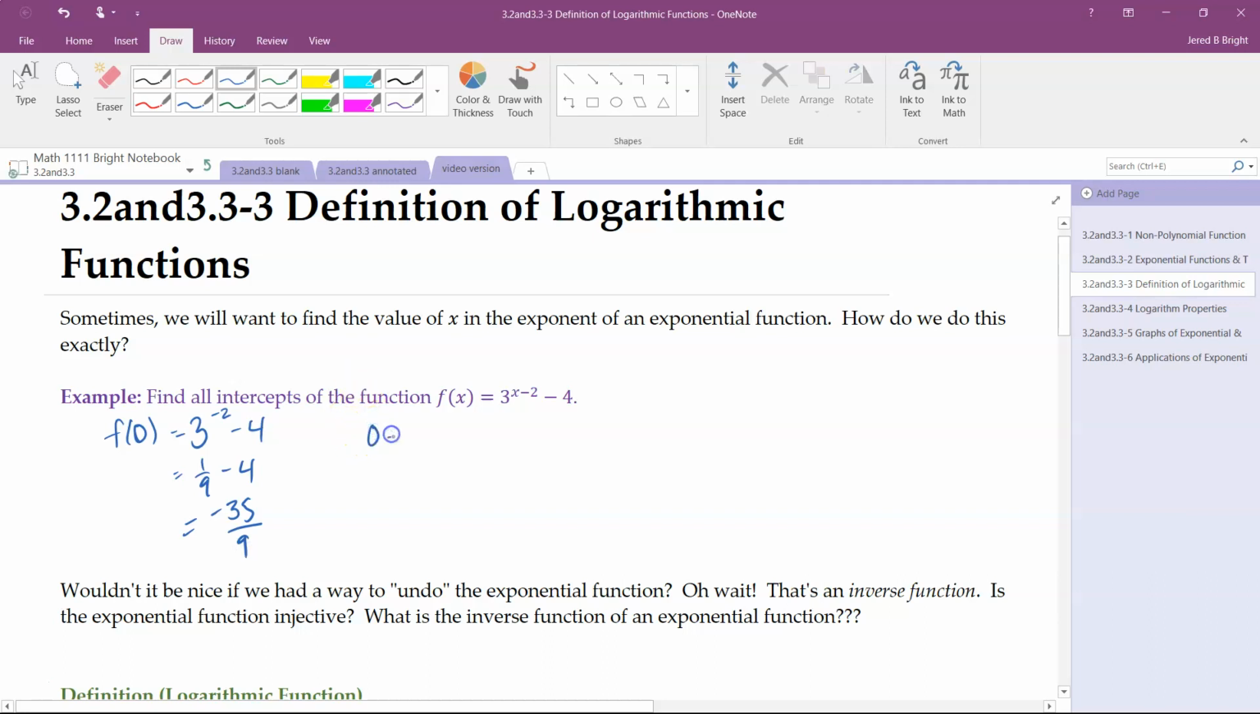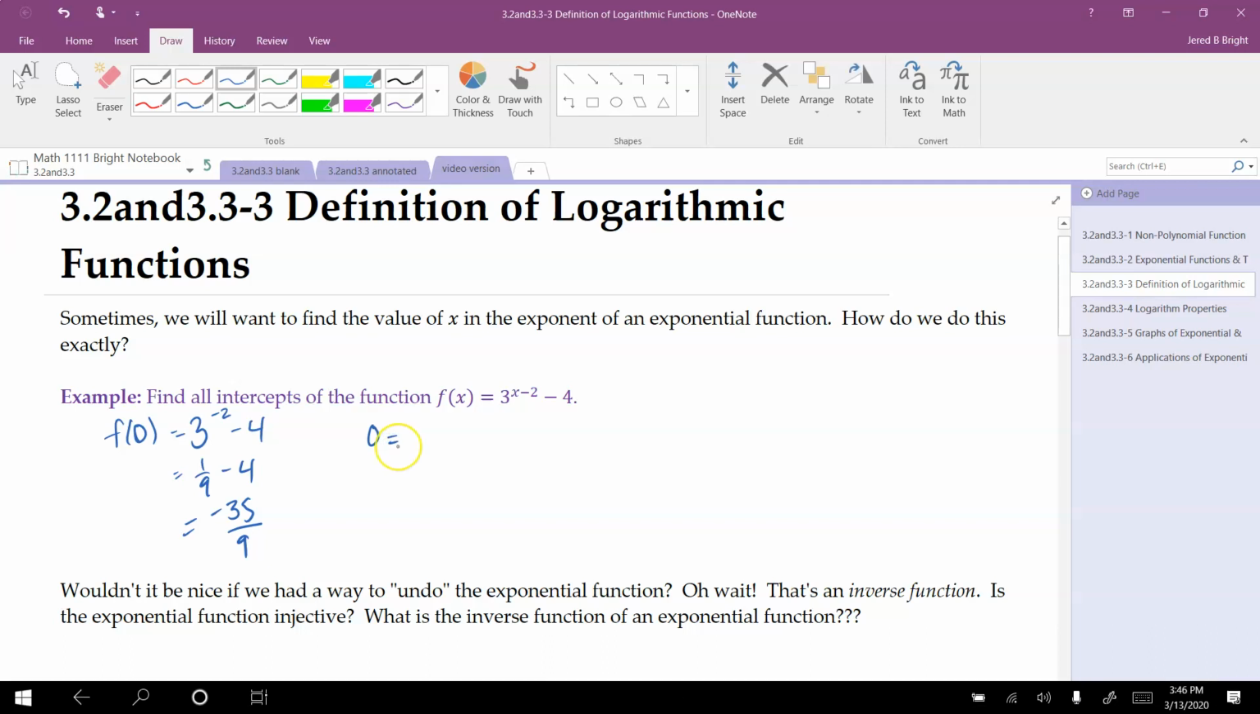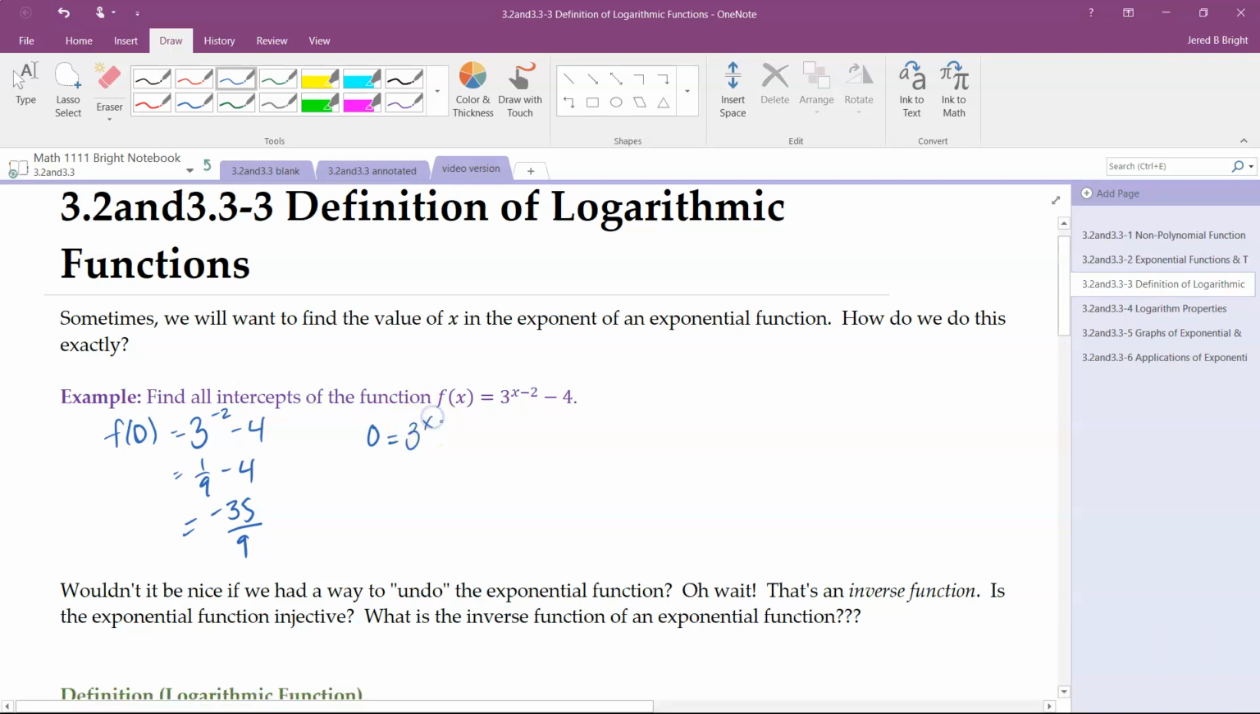That was finding the y-intercept. Now finding the x-intercept, I would solve this equation: 0 is equal to 3 to the x minus 2, minus 4. So 4 is equal to 3 to the x minus 2. And I need to solve this, but I'm kind of stuck, right? Because I currently don't know of any nice power of 3 that would give me 4 as an output.